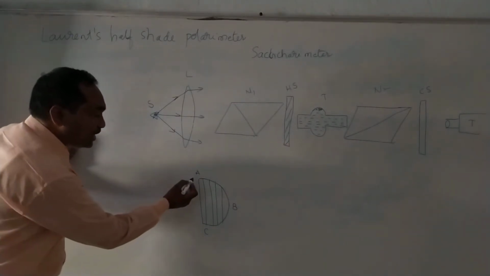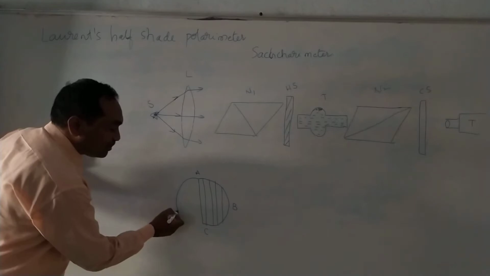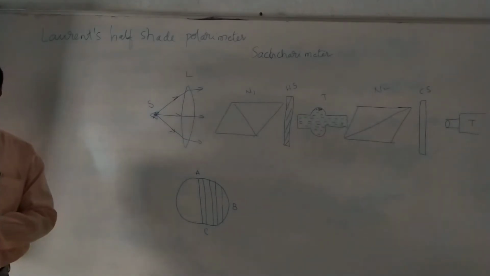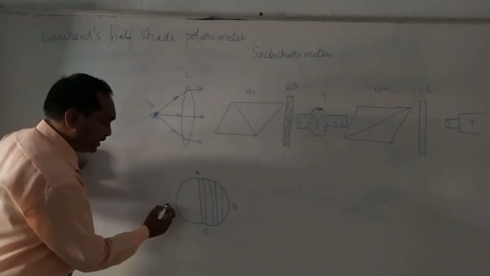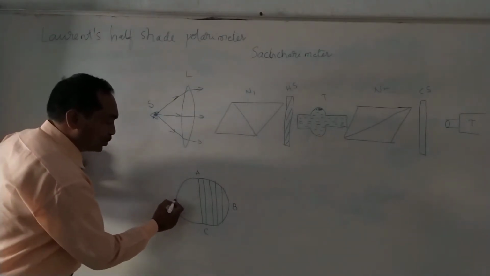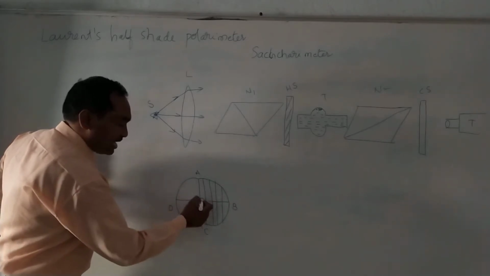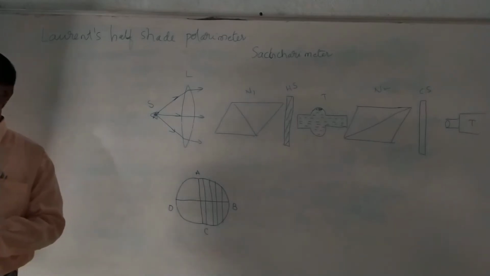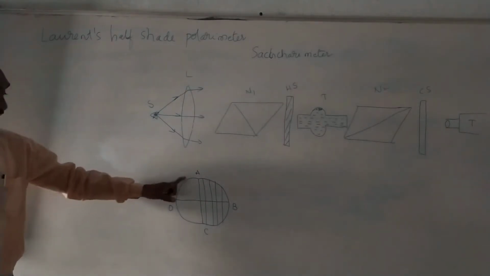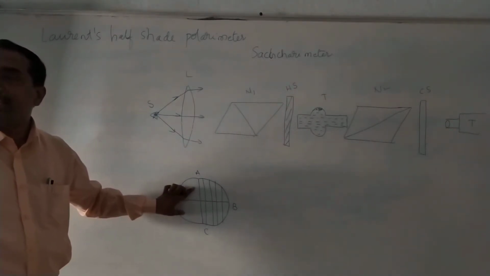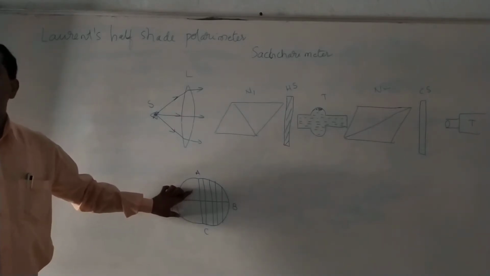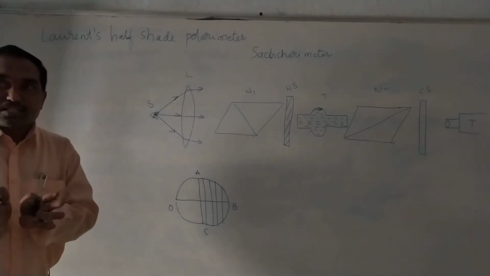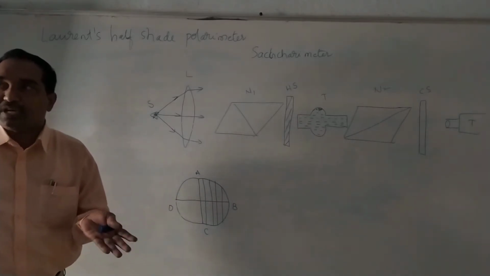Now it is attached to one more semicircular plate that is made of ordinary glass. So that is A, B, C. This is taken as D. I have drawn one more: AC along the y-axis, DB along the x-axis. So ACD is made of ordinary glass. Any plane polarized light passing through ACD does not split into ordinary and extraordinary rays.